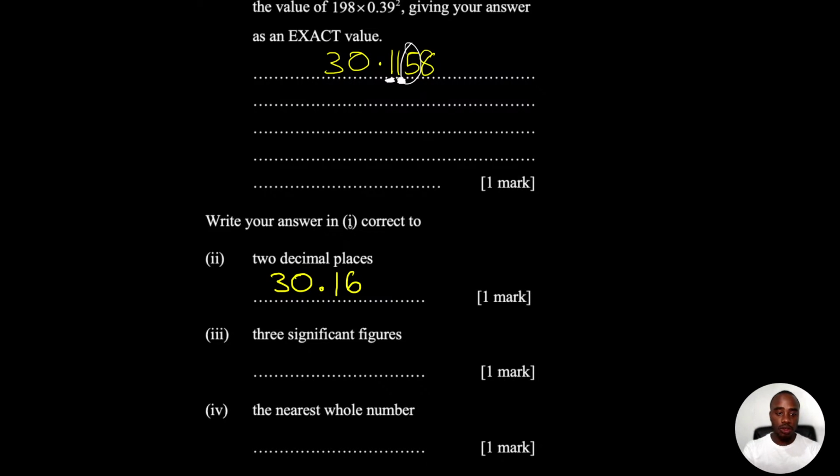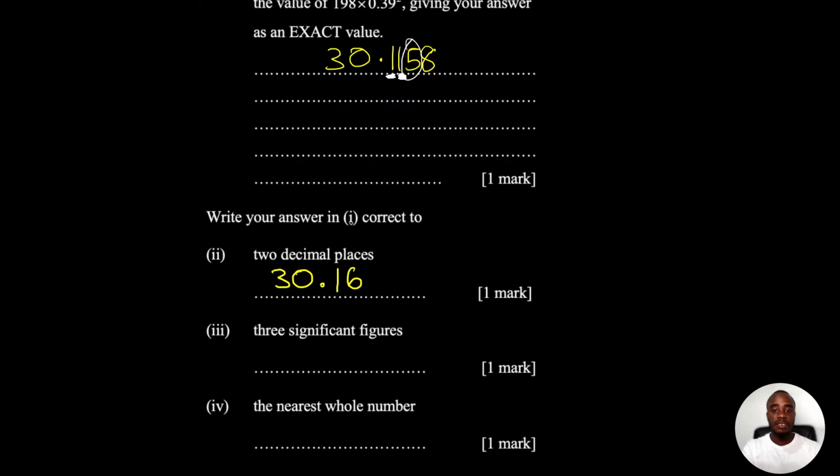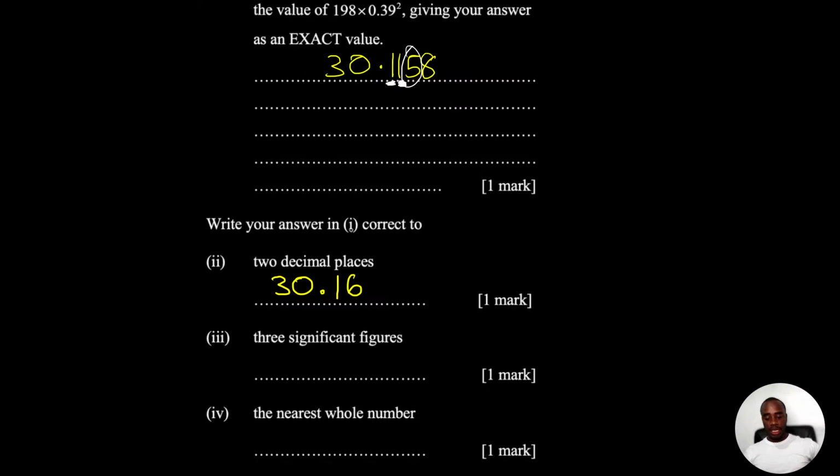Now, the next one says to 3 significant figures. Remember, when we talk about significant figures, we're talking about non-zero digits, or zeros that are between non-zero digits or after the decimal point. That's what classifies a significant figure. So we need to count and see which of our figures are significant. The 3 is significant because it's a non-zero digit. We have a 0 right here. Is this 0 significant or non-significant?